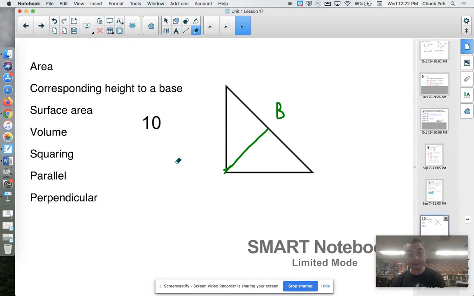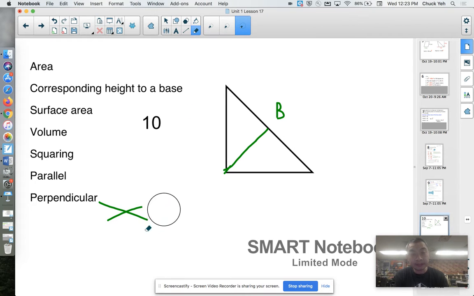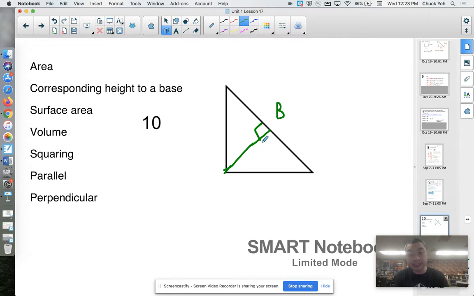And then parallel, lines that are parallel, right? Okay, like these two. I mean, they're not the best, but they're parallel. This is not parallel. And then perpendicular, perpendicular has to be 90 degrees. So this is a 90-degree angle. This could also be a 90-degree angle too, like that.